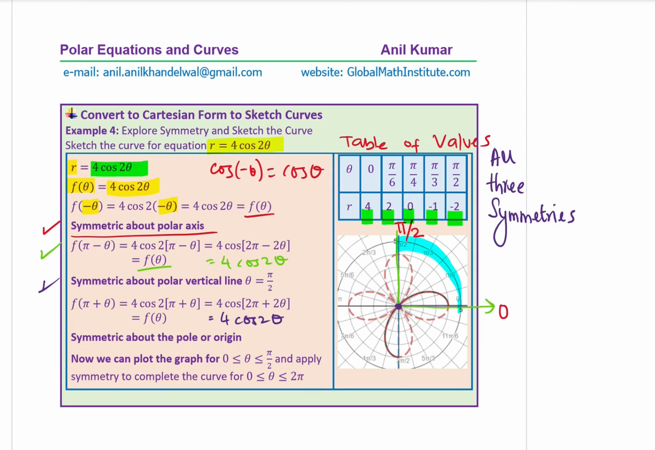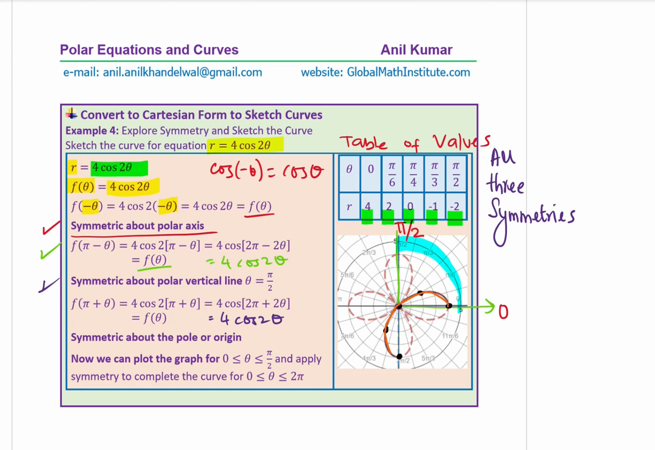Now you have these points to be plotted. Let me just plot these points on the graph. So the first point is (4, 0). When the angle theta is 0, then r is 4, correct? So that becomes your first point. At pi by 6, you have a point which is 2. So that gives you the second point. At pi by 4, the value is 0, which is the origin. And at pi by 3, we have minus 1. And at pi by 2, we get a point which is minus 2. So that helps you to get the points on the curve. Now you can join these points to make a perfect curve.